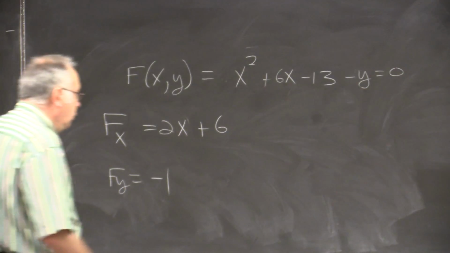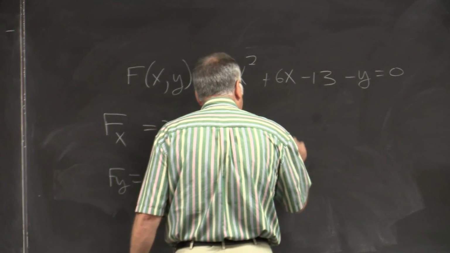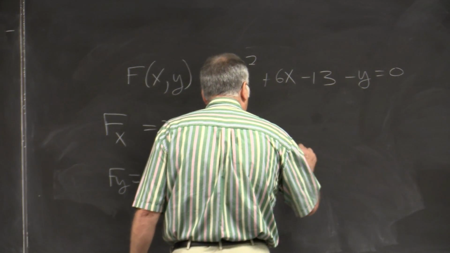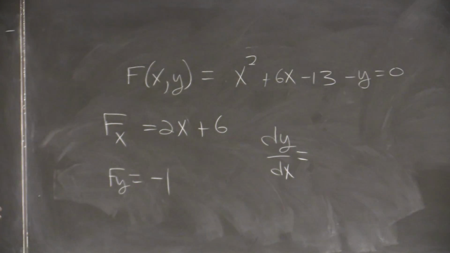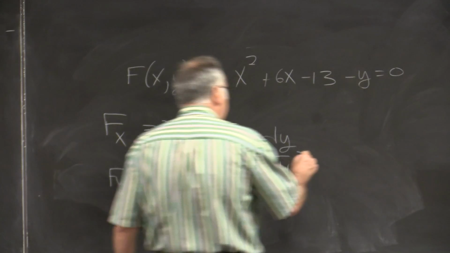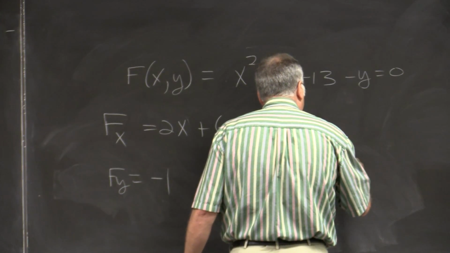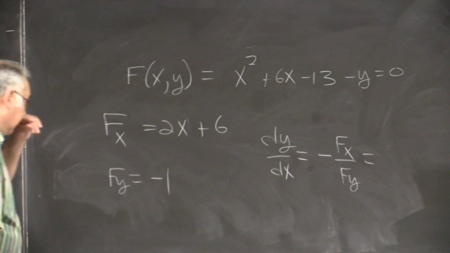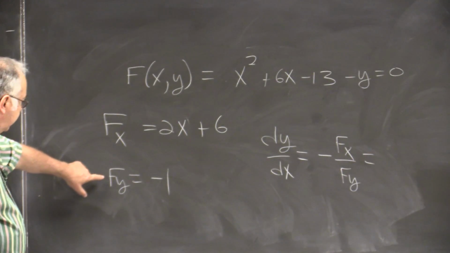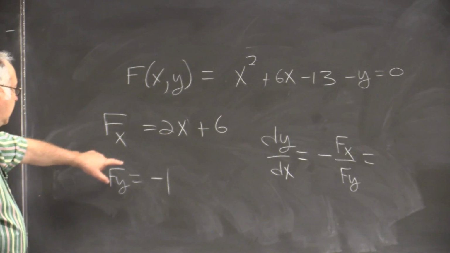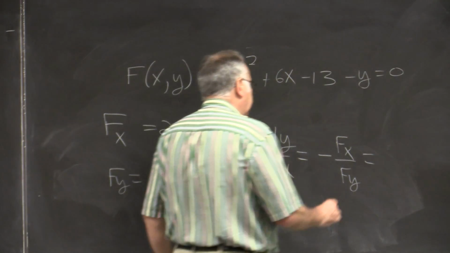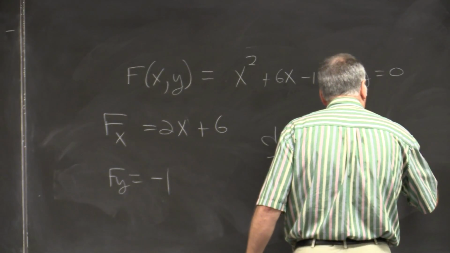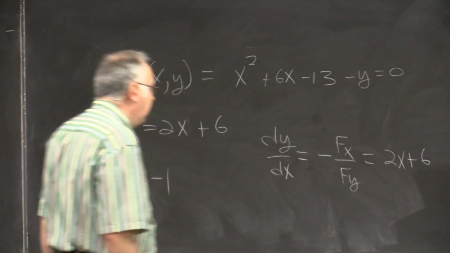Furthermore, what is dy dx by the implicit function theorem? By the implicit function theorem, dy dx is what? Negative f sub x over f sub y. Yes, it's negative f sub x over f sub y. And if you just plug in, notice a minus 1 would be a plus 1. So the answer is just going to be 2x plus 6. And that is dy dx.